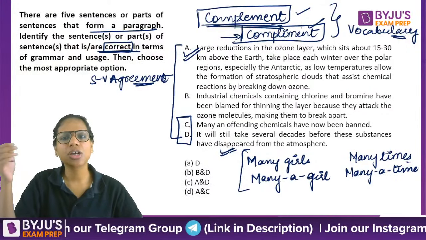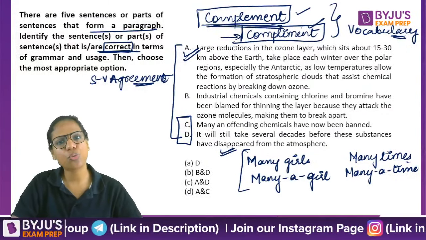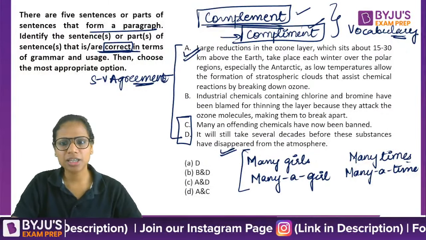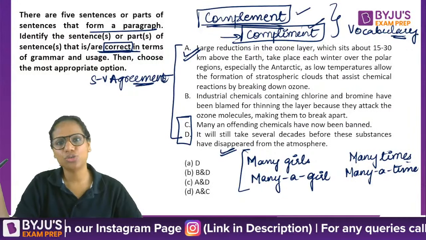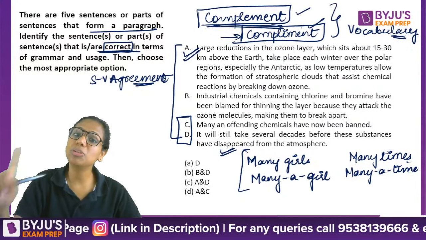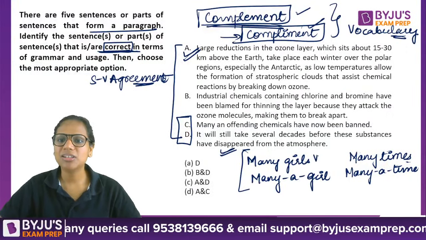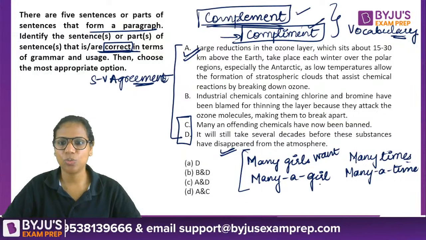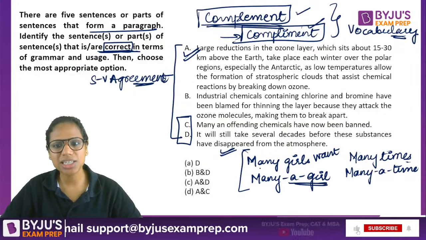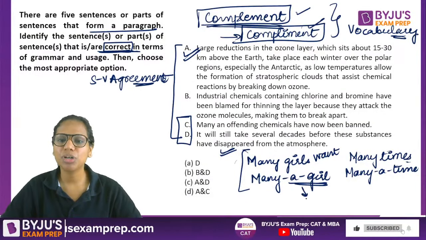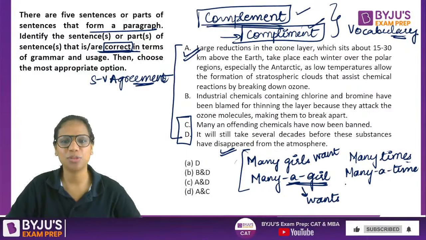So many girls want education. Many girls want education. This is correct. Many a girl wants education. This is also correct. Both mean the same. But you see the implication for grammar. When I said many girls, I said want education. When I said many a girl, even though the meaning is absolutely the same as many girls, I will use wants because it has come into the picture.